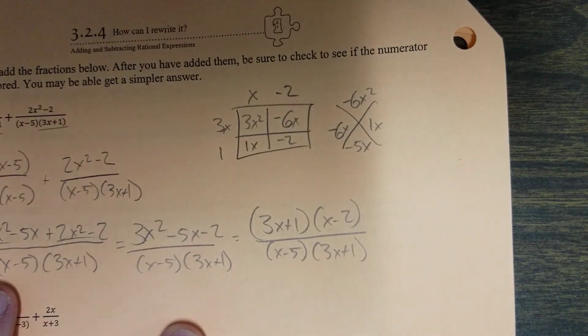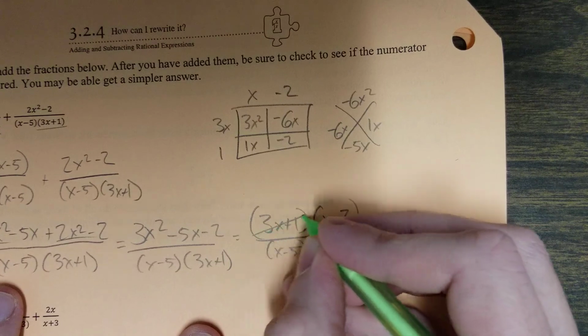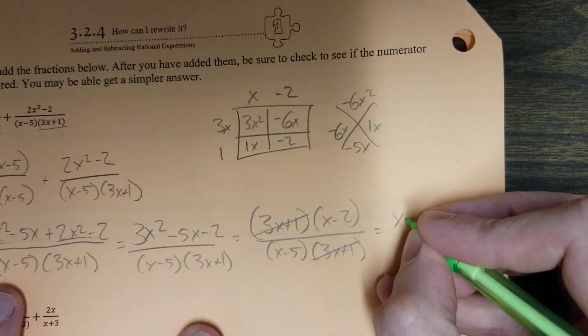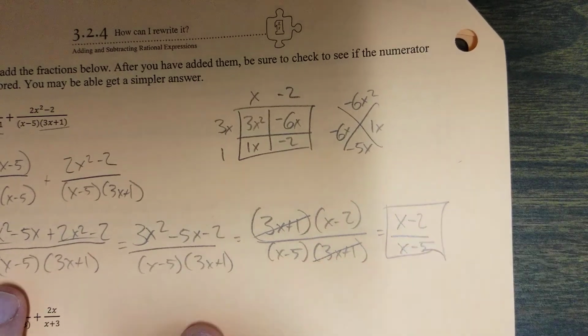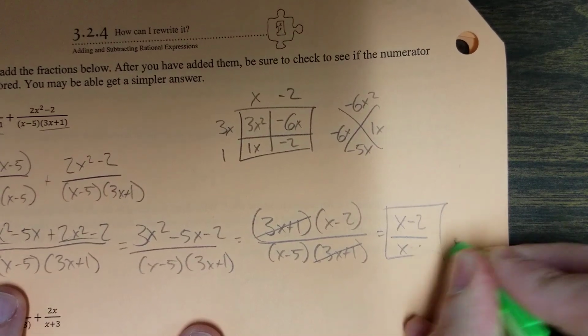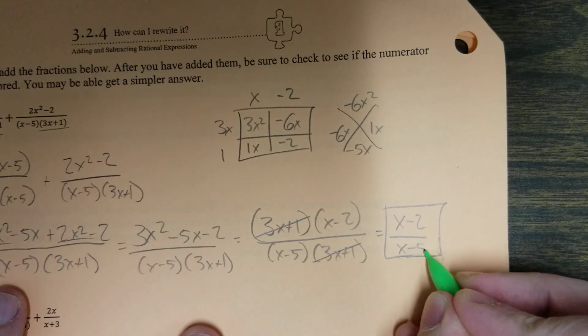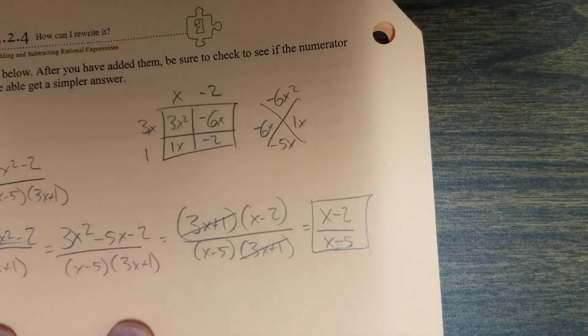And this is where we need to make sure if we can factor the top that we do so, because we find one thing now happens. My 3x plus 1 over 3x plus 1, those cancel out. And this reduces even more, x minus 2 over x minus 5. Done. I should make that more legible. Minus 5. There we go. So x minus 2 over x minus 5.